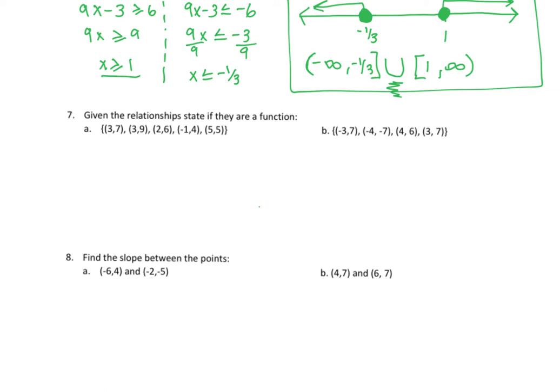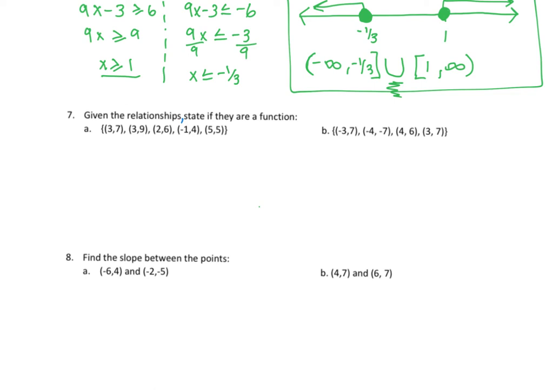Okay, question 7 says, given the relationships, (there should be a comma there, sorry), state if they are a function. In this case you do not have to write the domain and range. If it helps you to write the domain and range, then go ahead. But in this case, we just need to decide: is the relationship a function or not?